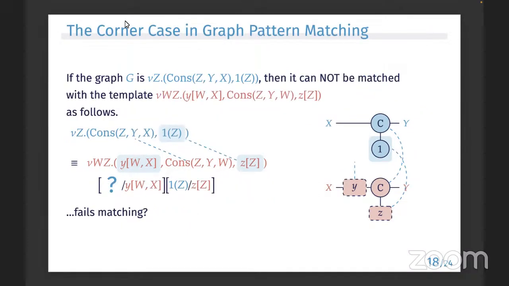But here shows the corner case. If the graph is only constant 1, then we can't match like before. Here we try to match 1 with points and 1 with this, but we left y. So what should we do?